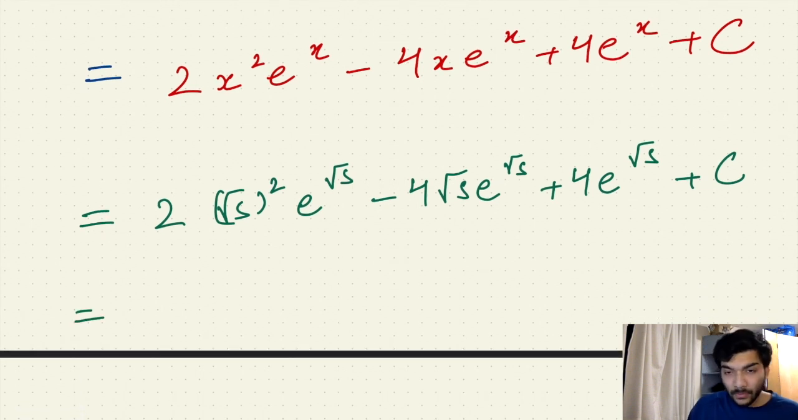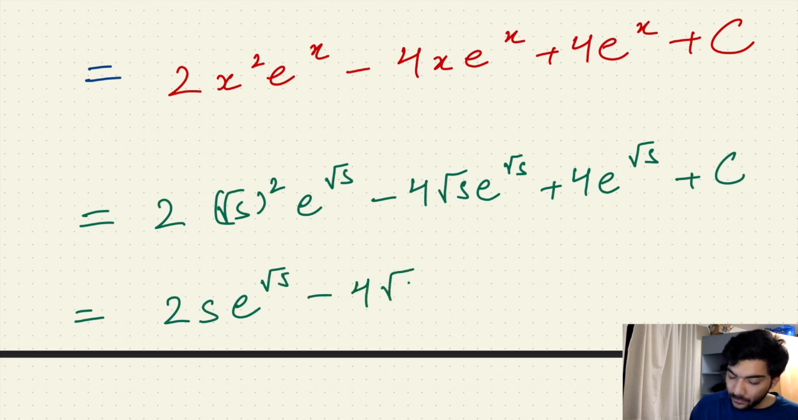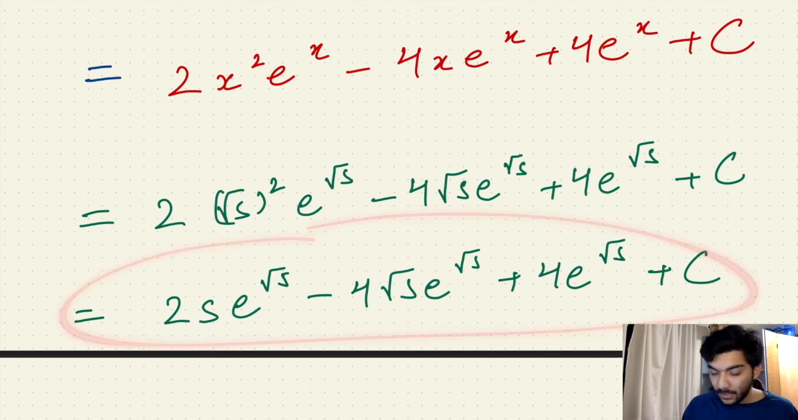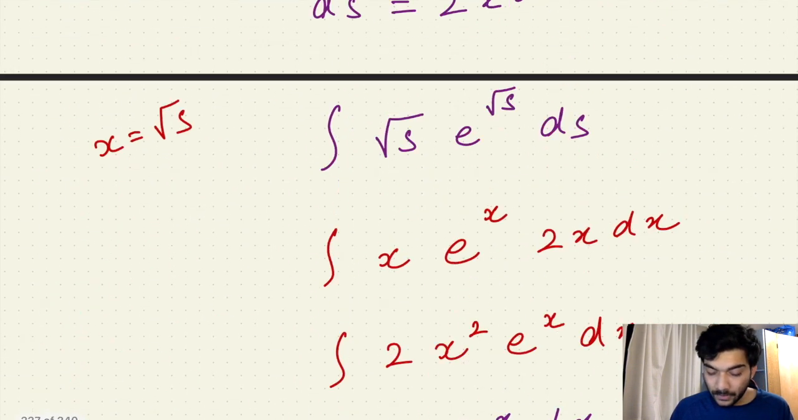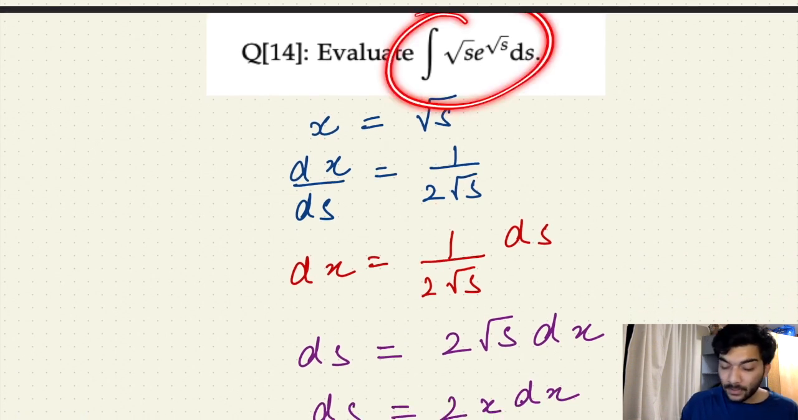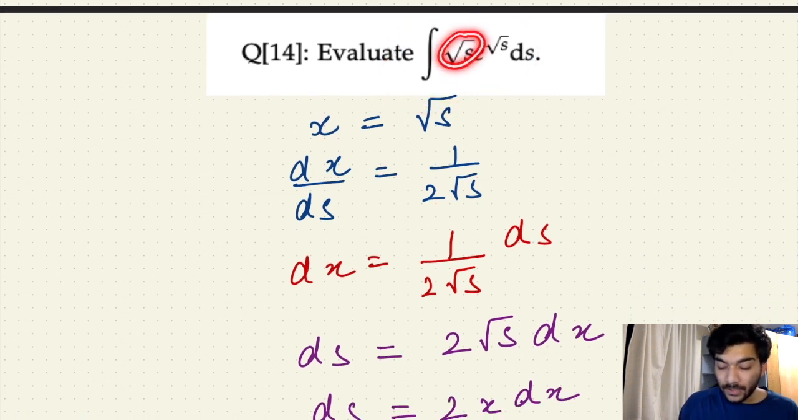So if you want to tweak it a little bit and simplify it further, you would get 2s e to the power root s minus 4 root s e to the power root s plus 4 e to the power root s plus the constant of integration. And now this would be your final answer to the integral, which was originally in terms of s, for the integral root s times e to the power root s ds in this case. So that's it for this video.